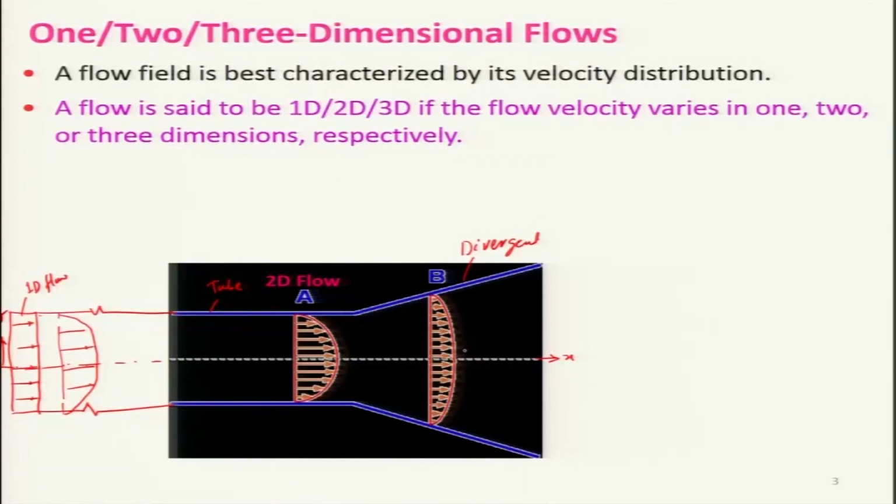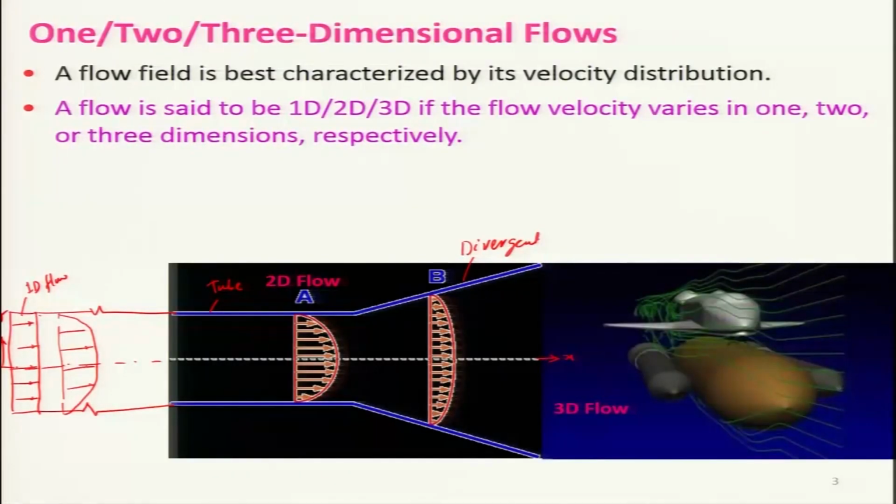Of course, when it goes into the divergence section, there will be a change in velocity, and it will be changing in both the x direction and the r direction. So then the flow becomes two dimensional again. Let us look at the flow over a spacecraft, which is showing these streamlines. You can see the flow is three dimensional in nature. In nature, generally the flow will be three dimensional.